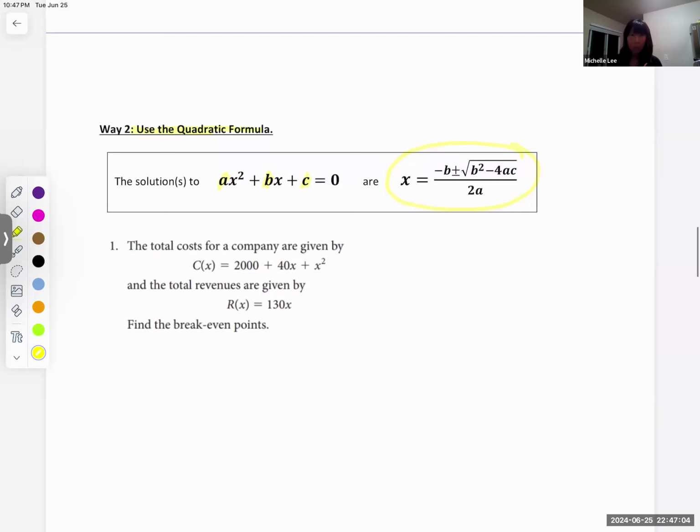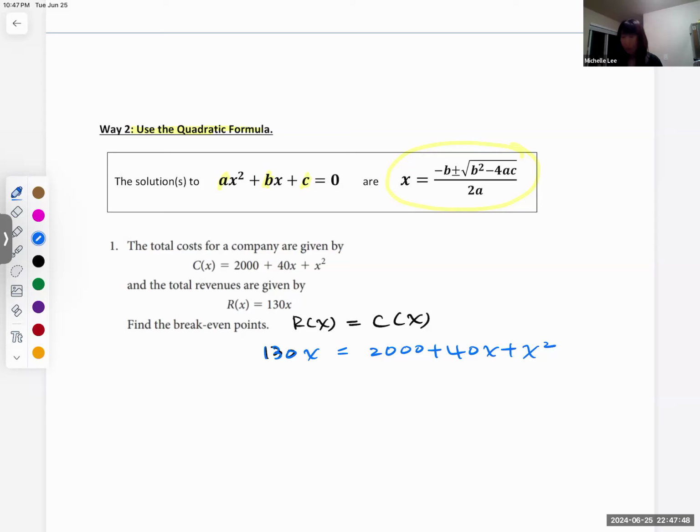Okay, so we have the first one: the total cost of a company is given by C of x equals that, and the total revenue is that. Find the break-even points. We had break-even points last time, right? There's no profit and no lost money. So break-even means R of x equals C of x, right? So that is 130x equals 2000 plus 40x plus x squared.